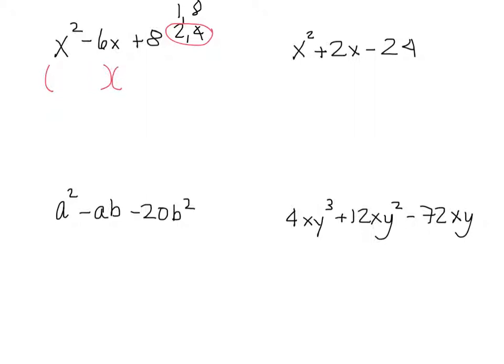So we set up our two sets of parentheses. The only way to get an x squared is to have an x and an x. And we want a -6, but a +8. The only way to get a positive number at the end when you're multiplying those two numbers is to either have two positives or two negatives. Because the 6 is negative, we know that both of my signs have to be negative. And is -4 and -2 a -6? Yes, it is.